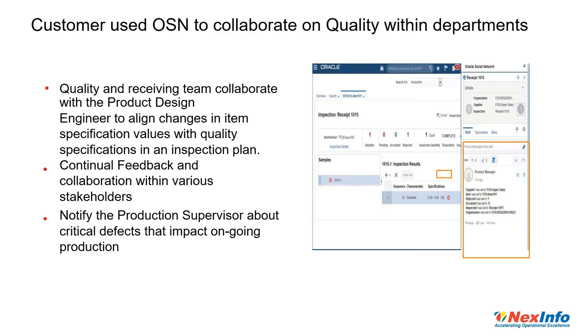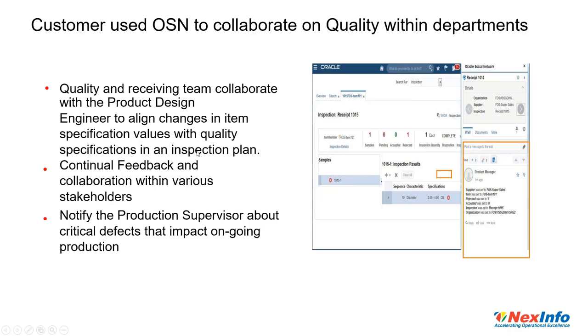So they also had a pain point wherein the customer would like better collaboration within their department. So they used Oracle Social Network, which is a tool for collaboration within the organization. With this tool, they can create a chat, if you would, for a receipt, and then the quality and the receiving team collaborated with the product design engineer to align changes in item inspection values with quality specification and inspection plan.